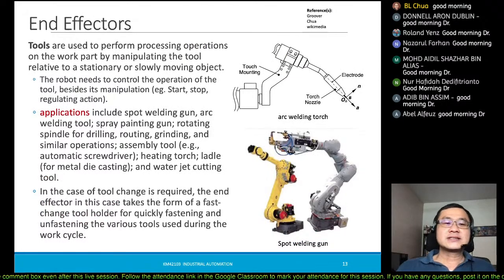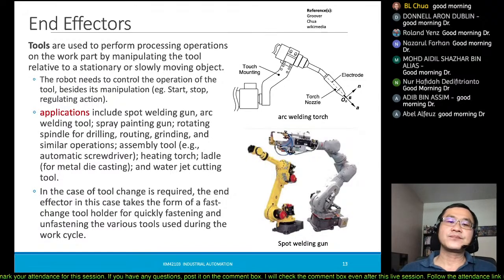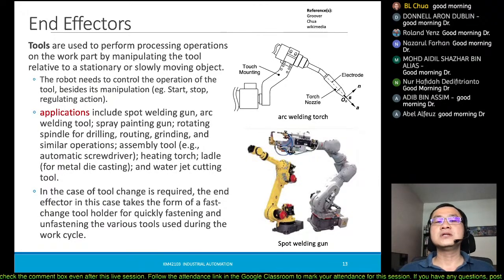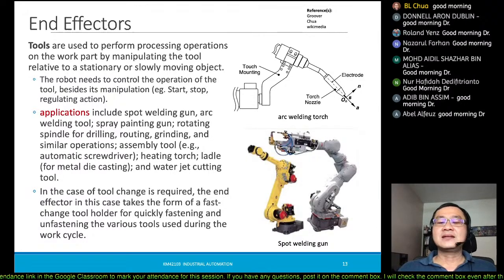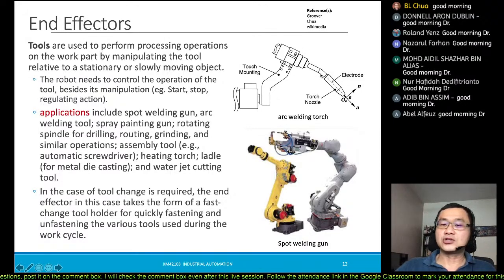Then on the tools side, it is intended to perform the type of processing operations on the workpiece. Okay? So with that end effector, your arm, your industrial robot, is now only to manipulate the tool. That tool can be anything from an arc welding torch, as well as a spot welding gun, right? So this is a spot welding gun, this is an arc welding torch. This is just a bracket, this is your torch, then we have a wire feeding mechanism all the way back to the base, right?